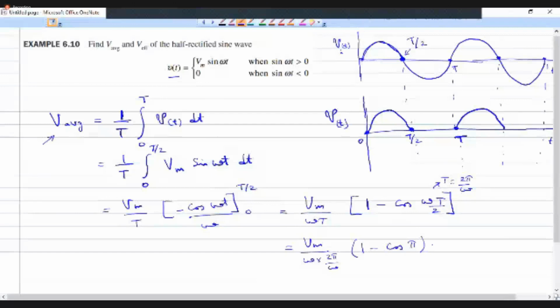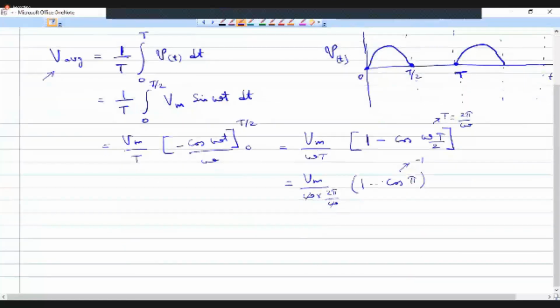Cancel out omega here. What is cos of pi? It is minus 1. Substitute this minus 1 here. So it will be 1 plus 1. So it will be 2. And you can cancel out this 2 from the denominator. So you will get the average value of v of t is equal to Vm divided by pi. So this is for a half wave rectified voltage. The average value will be equal to Vm by pi.